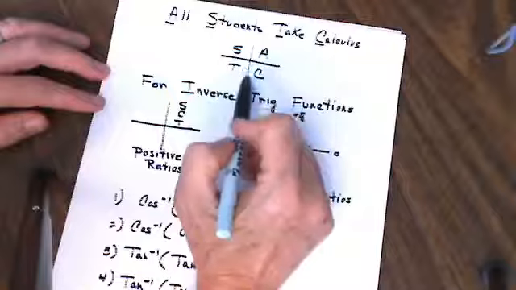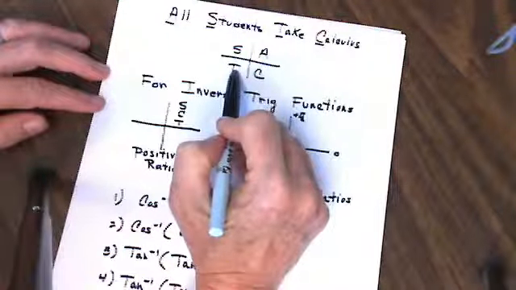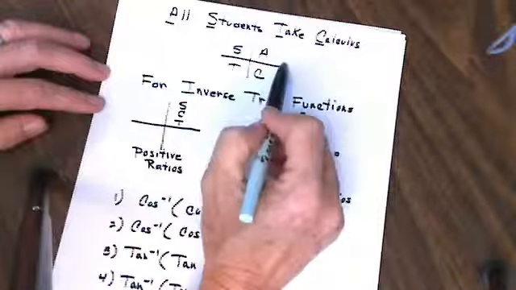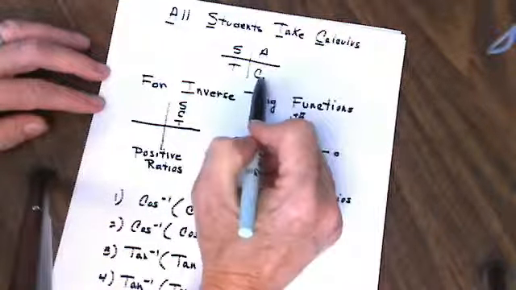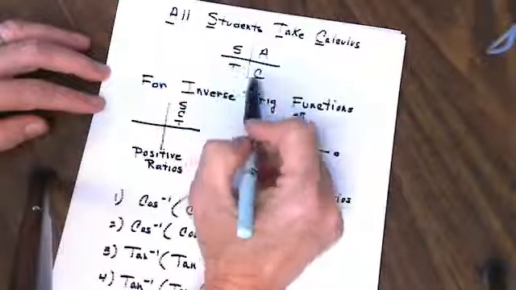Between pi and 3 pi over 2, only tangent and cotangent produce positive ratios, and between 3 pi over 2 and 2 pi, only cosine and its reciprocal secant produce positive ratios.